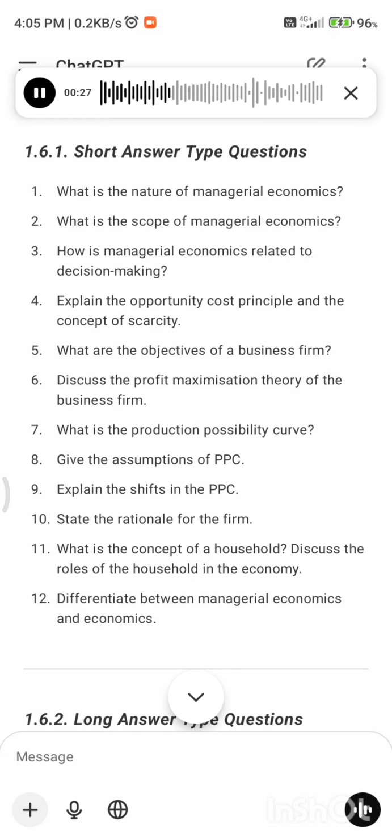8. Give the assumptions of PPC. 9. Explain the shifts in the PPC. 10. State the rationale for the firm. 11. What is the concept of a household? Discuss the roles of the household in the economy. 12. Differentiate between managerial economics and economics.